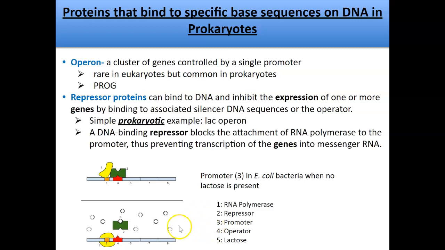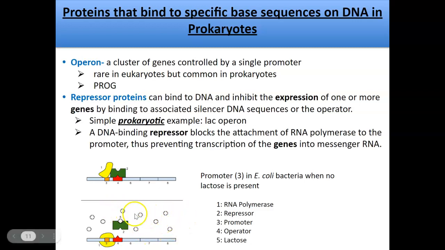When lactose is present in the environment, it binds to the repressor, which leads to a shape change in the repressor. That causes the release of the repressor from the operator. Now RNA polymerase is no longer blocked. This means RNA polymerase will go down the gene, transcribing these 3 genes. Then they will be translated into enzymes that will break down lactose.